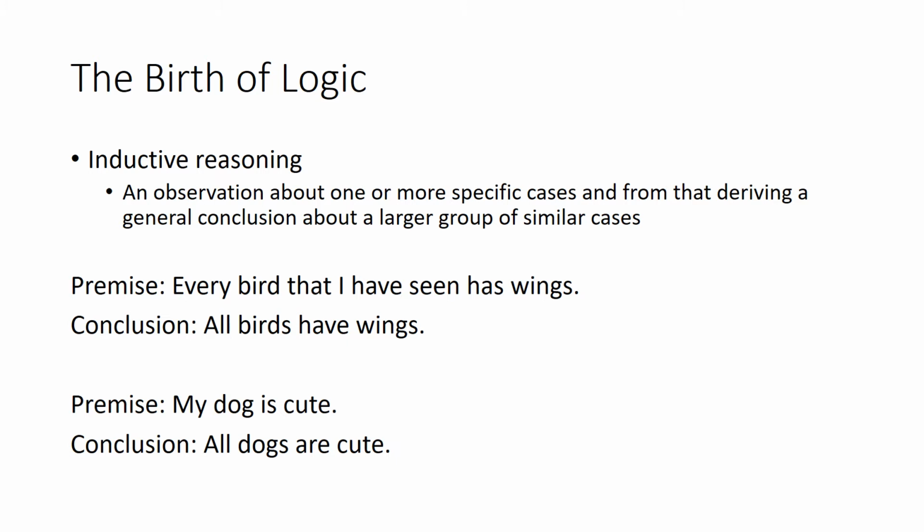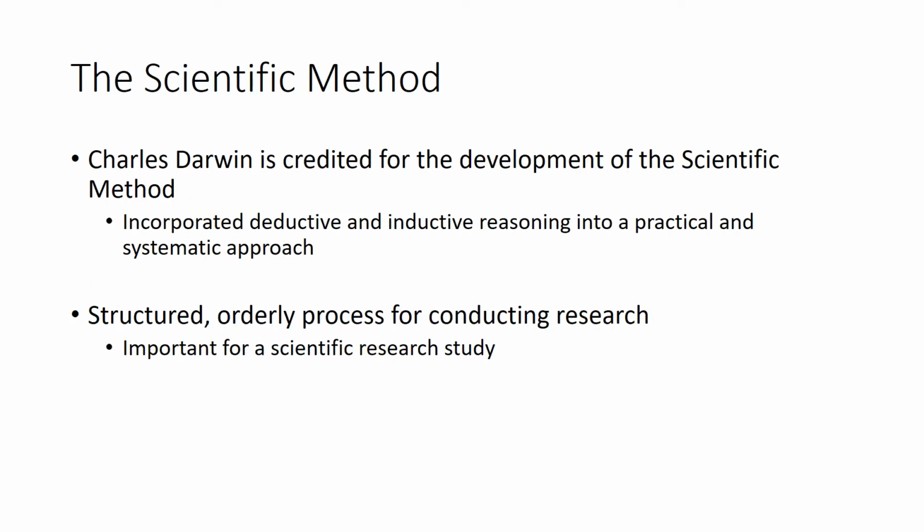Both processes of reasoning, the deductive reasoning that we just went over and inductive, are limited when answering questions or solving problems alone. But together, they form the basis for the development of what is known today as the scientific method. So let's talk about the scientific method. This method is credited to Charles Darwin, as he incorporated deductive and inductive reasoning into a practical and systematic approach to answering questions. This is a structured, orderly process for conducting a scientific research study.